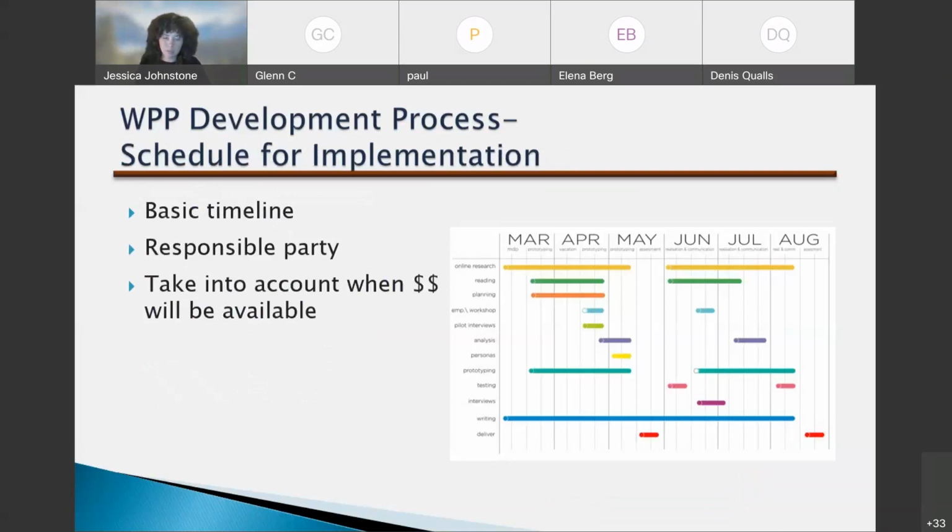In developing your WPP, you should identify a schedule for implementation. It's going to set targets for when the primary elements of the plan will be completed. And also it may identify milestones for success and include the strategy for updating the WPP in the future. It should also take into account when the resources and funding are expected to be available for executing your plan.